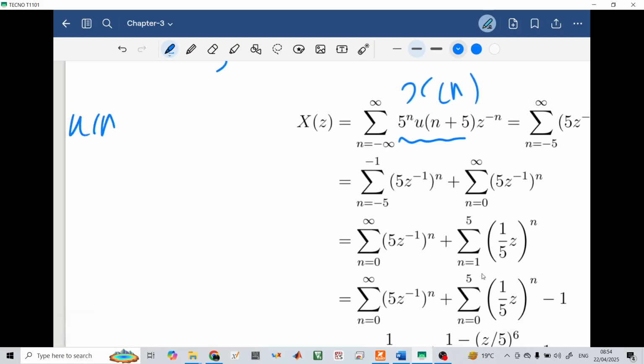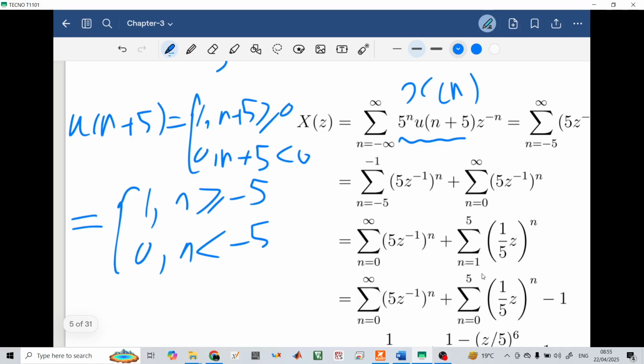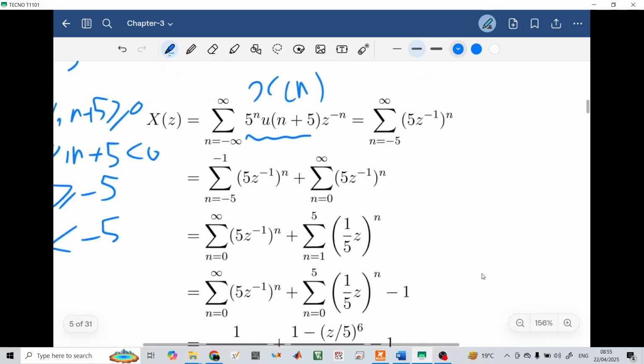So u of n plus 5, you can write it in a straightforward manner, right? But let us take it easy now. n plus 5 greater than or equal to 0, and 0 when n plus 5 less than 0. So we have 1 when n is greater than or equal to minus 5, 0 otherwise. So we use it here.